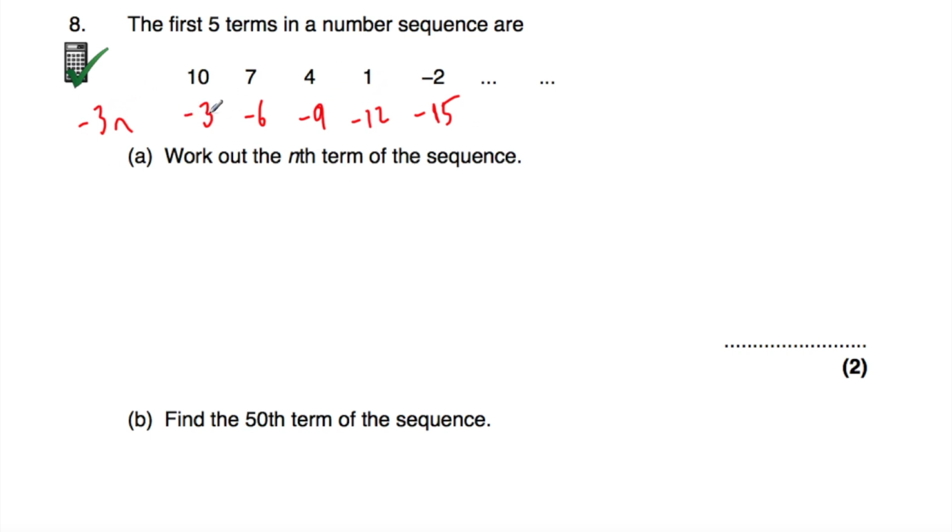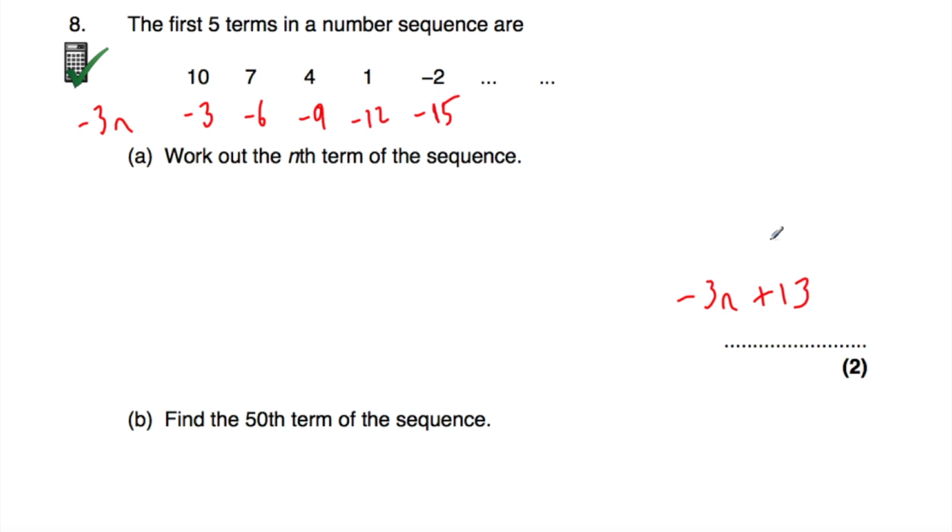But we didn't want the nth term for this sequence, we wanted the nth term for the sequence above. So let's see how we go from our values in red, which would be negative 3n, up to our sequence. To get from negative 3 to 10, we add 13. To get from negative 6 to 7, we add 13. To get from negative 9 to 4, we add 13. So the nth term of the sequence would be negative 3n plus 13. And that was it. That would be the nth term of that sequence.